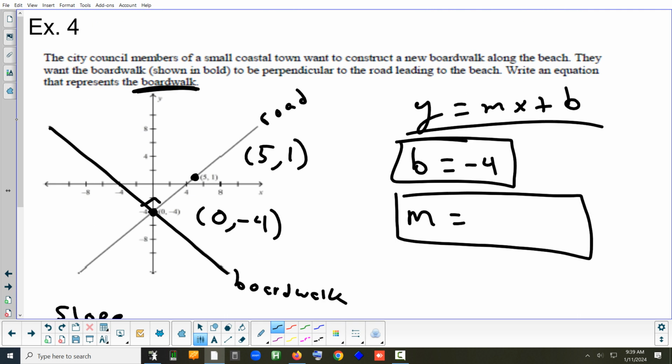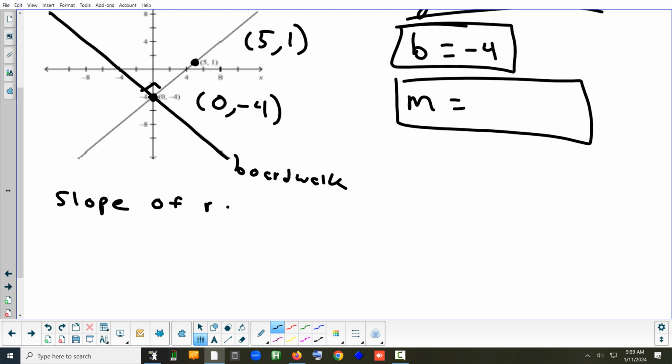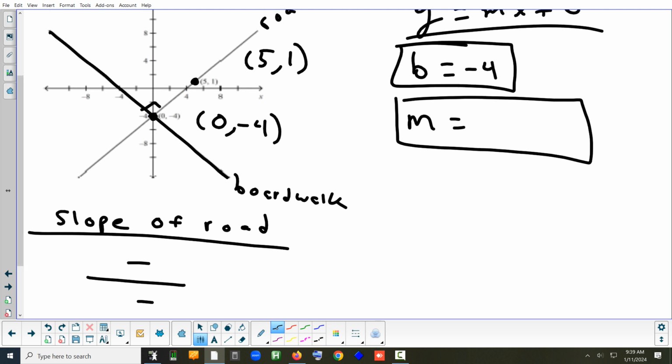Even though it's not what we want, because they want the boardwalk, I can't find the boardwalk. I don't have enough points to figure out the boardwalk. So I'm going to have to figure out the road first. Okay, so we'll set up our formula. Let's call this x2, x1, y2, y1.